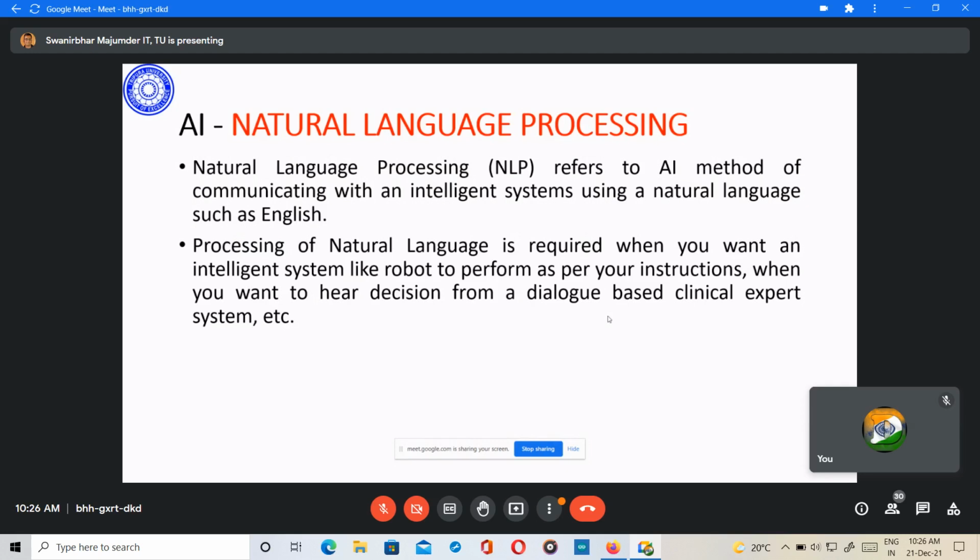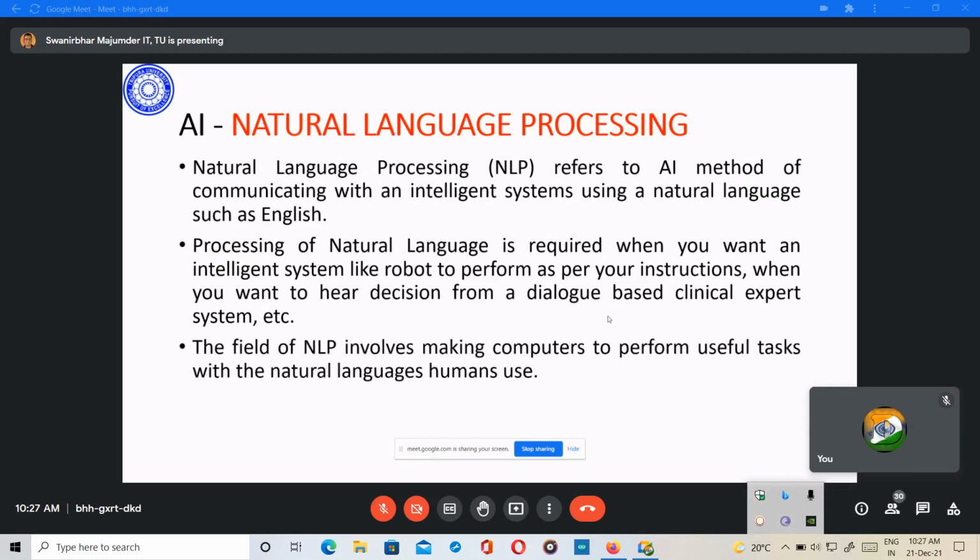Now you are having this processing of different languages. You may want to hear some decision, or it may be dialogue based, or a clinical expert system. Nowadays in ATMs also you have the speak-out system. Now speaking out is much easier compared to understanding and detecting. There are two different things. Here it involves making computers or mobiles, whatever you consider, perform the usual, normal tasks using natural languages, instead of typing or giving instructions. You are just saying it and it is doing it.